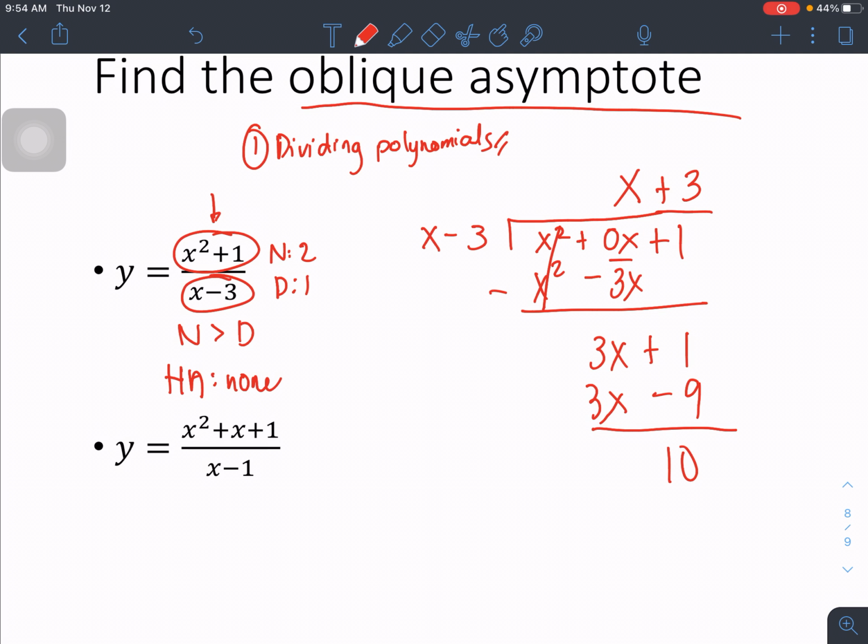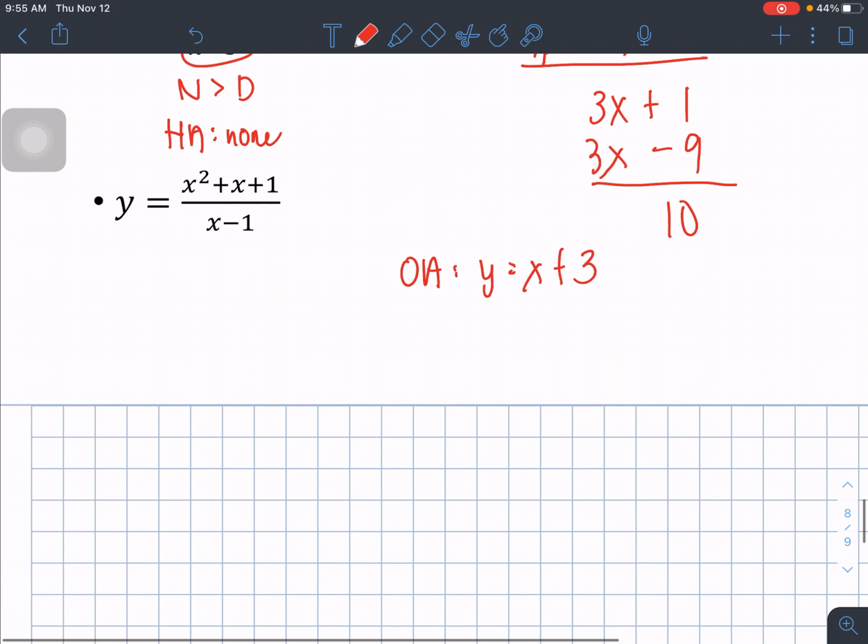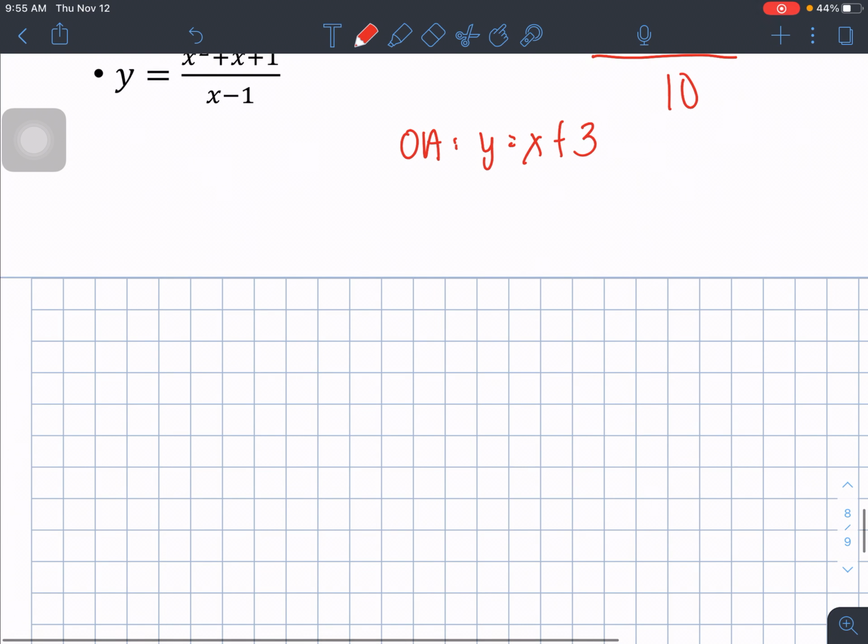Okay? So for oblique asymptote, it is important to identify the quotient less the remainder. So we wouldn't need this remainder. So we just need this quotient less the remainder. Okay, so turns out this is the oblique asymptote. Y is equal to x plus 3. So I would like to find in the graph how this y is equal to x plus 3 appears.